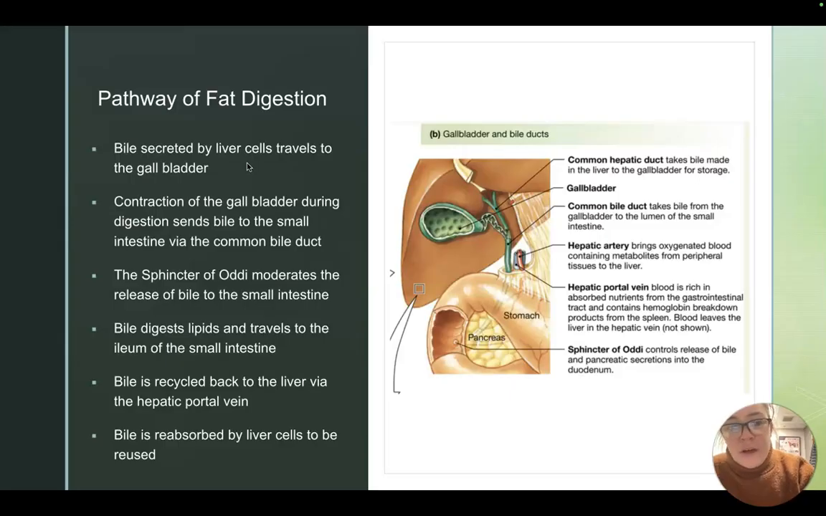Now, this isn't just a constant transmission of bile. There is a component called the sphincter of Oddi that moderates this release of bile to the small intestine. Once that bile is sent to the small intestine, its purpose is to digest lipid, and it eventually travels to the ileum of that small intestine.